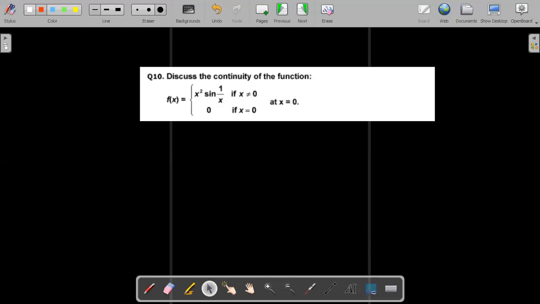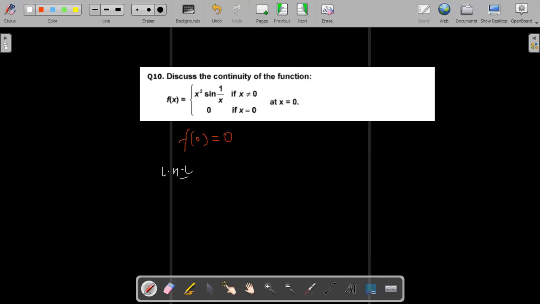Sarthak says continuous. Let's wait for another answer. Sir, I also got continuous. Prashil also says it's continuous. So, should I do it or let's move to another question? Sorry, for f(0) we are getting 0.